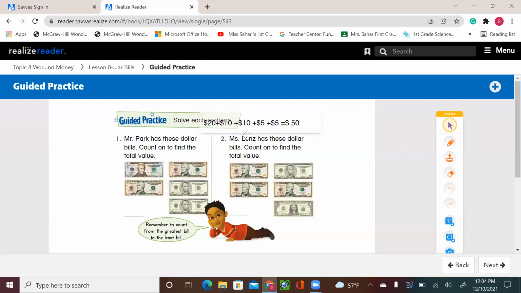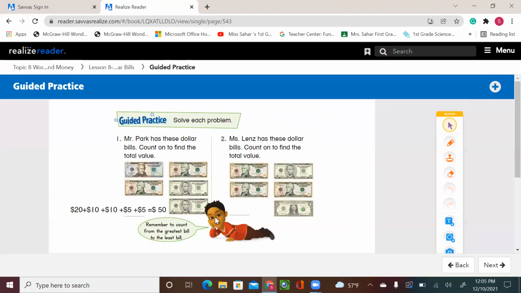All right, and let's put it down here. All right, let's see number 2. Miss Lenz has these dollar bills. Count on to find total value. Now I know that it's always easy to count starting from the greatest bill to the least bill. So I see 10, another 10, 5, another 10, and $1. So I'm going to arrange my dollar bills and add them starting from the greatest value.